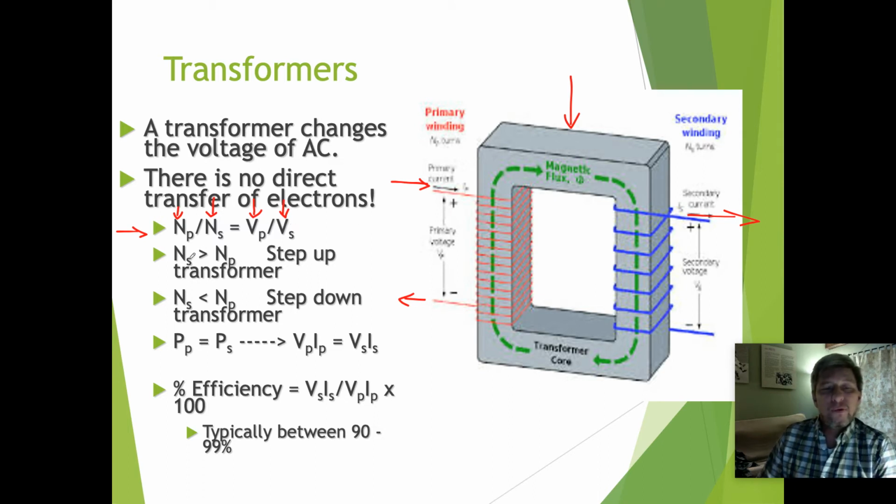Now, if the number of coils in the secondary coil is greater than the number of coils in the primary coil, we call it a step-up transformer, because what that'll do is create a voltage in the secondary wire that's greater than in the primary. On the other hand, if the number of coils in the secondary coil is less than the number of coils in the primary coil, then we call it a step-down transformer, because we are decreasing the voltage.